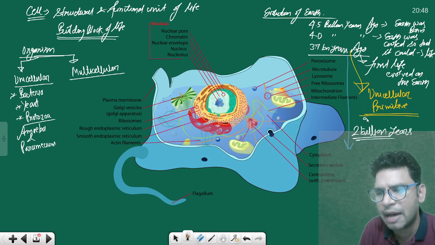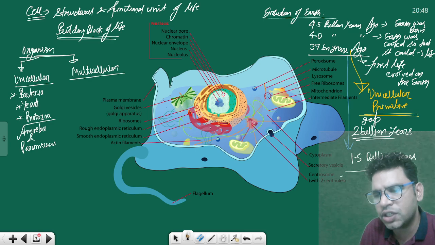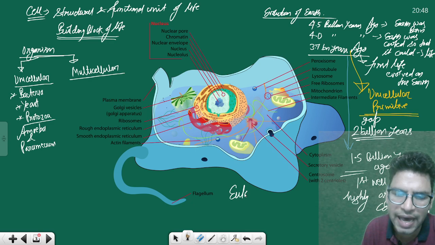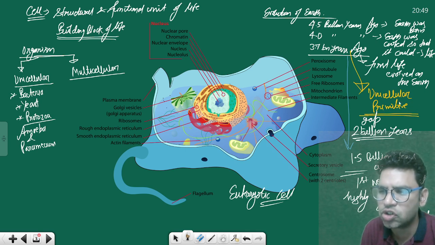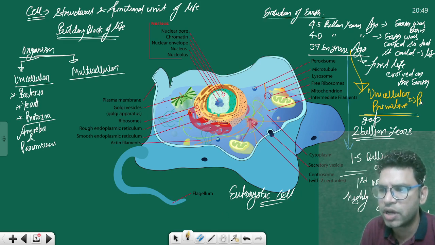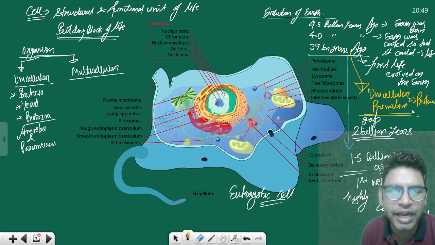After a gap of 2 billion years, around 1.5 billion years ago, the first well-developed, highly organized cell evolved, right? And that cell, for example on your screen, this cell is called a eukaryotic cell. This cell, the primitive cell, is basically called a prokaryotic cell. Karyon means kernel or seed, right? So this is the prokaryotic cell.